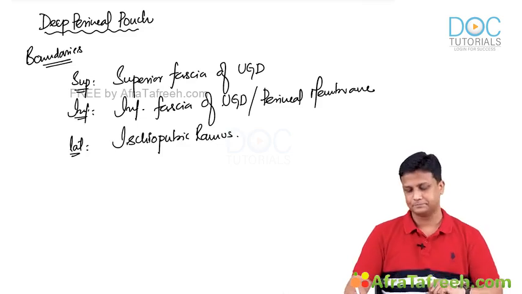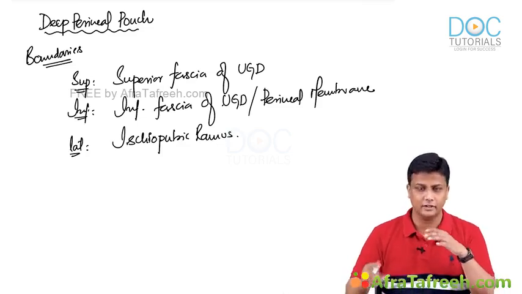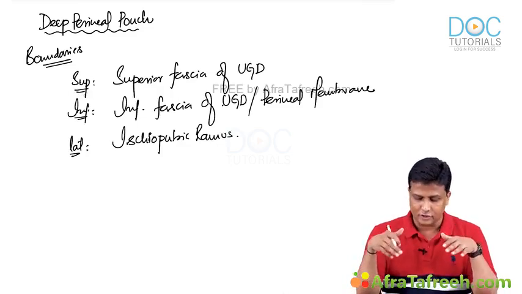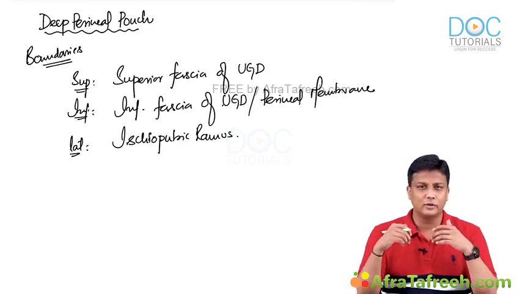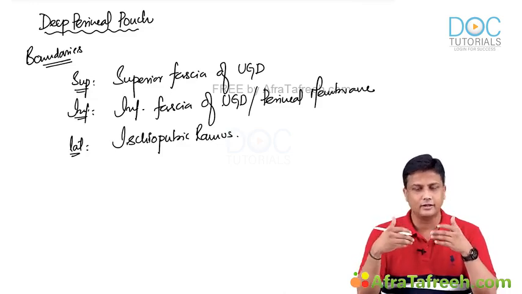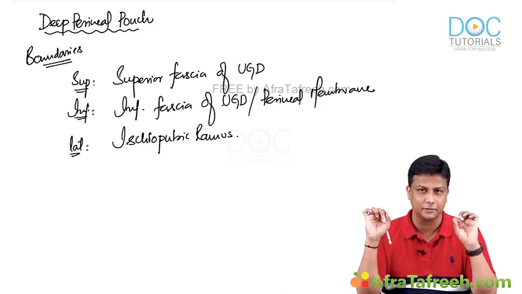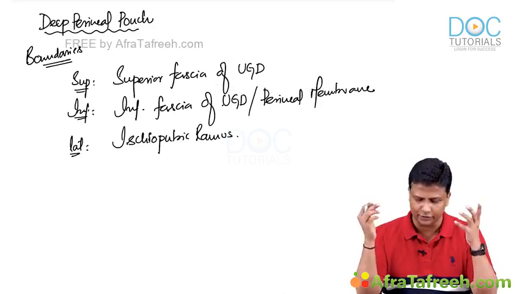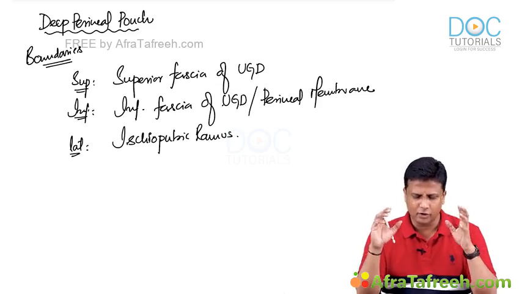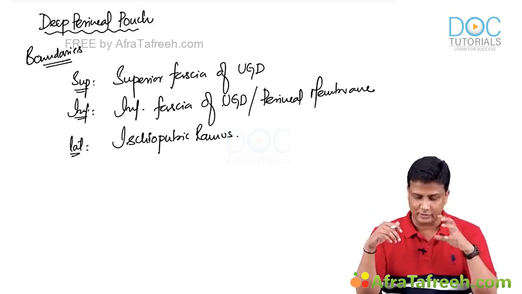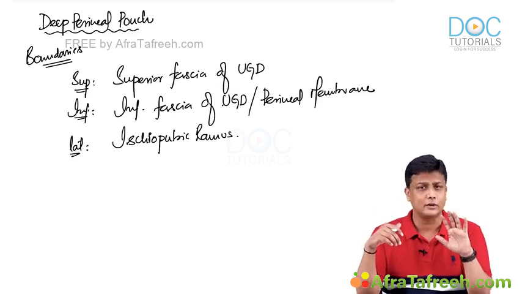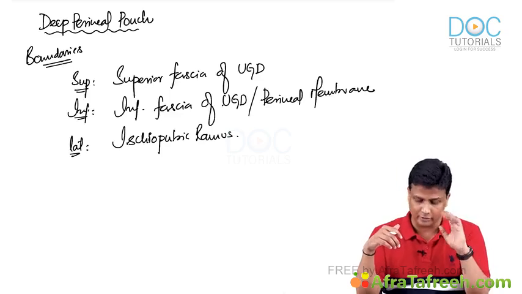Ischiopubic ramus. So superior, inferior, and laterally we're actually having the ischiopubic ramus. And you don't have to worry about the anterior and posterior, guys. Why? Because anteriorly and posteriorly those fascia are just merging. They're fusing, so there'll be fusion of the fascia. So not that important. Don't waste your time on unnecessary things here. These are the important ones that you have to at least remember. Don't worry about the anterior and posterior.